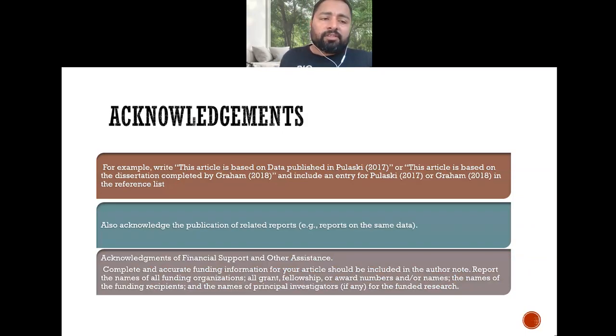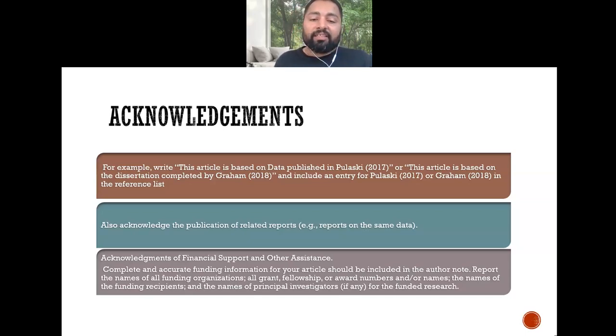Acknowledgement, this is a simple example. For example, write: the article is based on data published in Pulaski 2017, or this article is based on the dissertation completed by Graham 2018, and include an entry for Pulaski 2017 or Graham in the reference list. So that is an acknowledgement. Also acknowledge publication-related reports on the same data. Acknowledgement of financial support and other assistance.